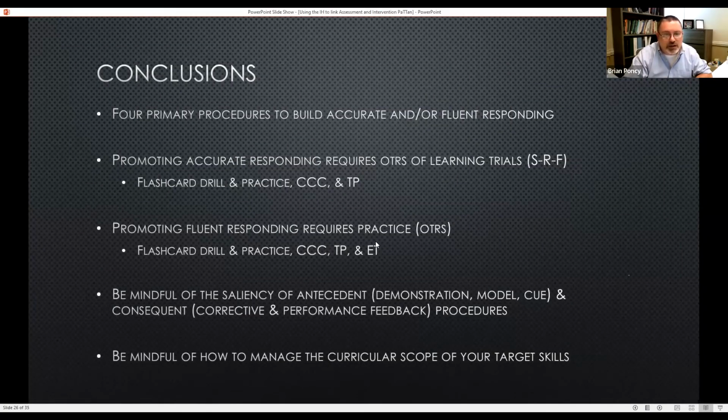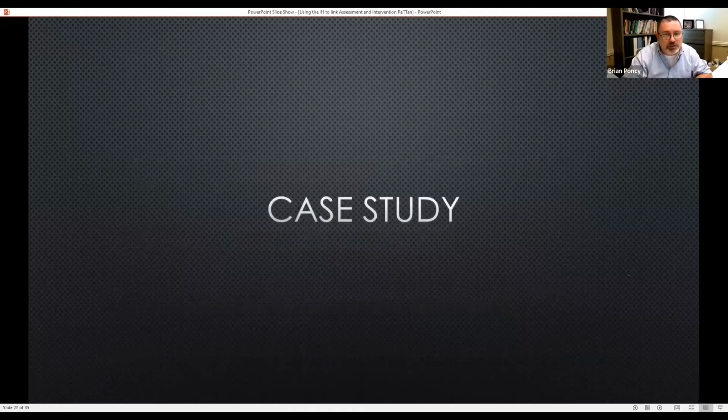Everything you do to increase accuracy is also increasing fluency, but again, at different times, these will have different effectiveness. And so again, above 10, you're going to be good with either explicit timing or tape problems. Below 10 digits correct per minute, you probably want to use cover, copy, compare, tape problems. Okay, be mindful of the saliency of the antecedent and consequent procedures, and then be mindful of how to manage that curricular scope.